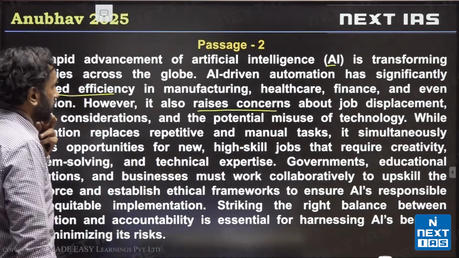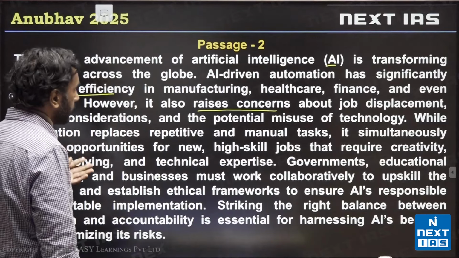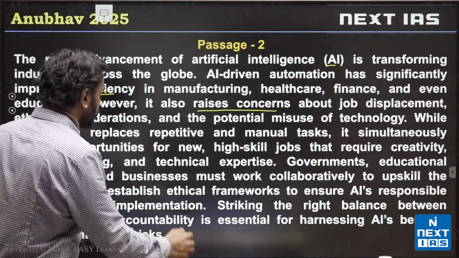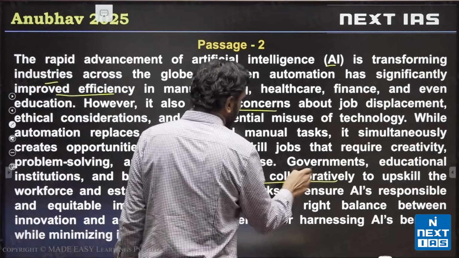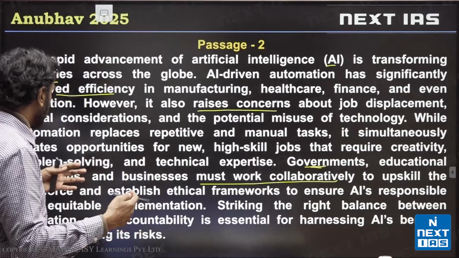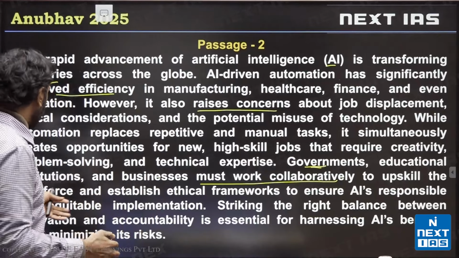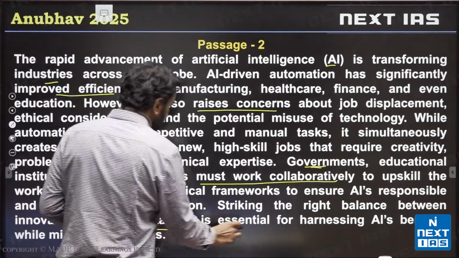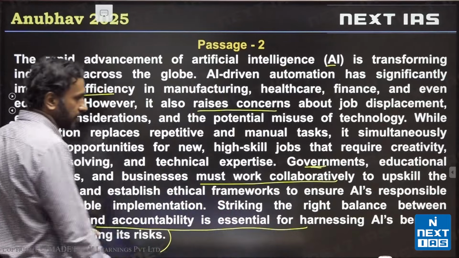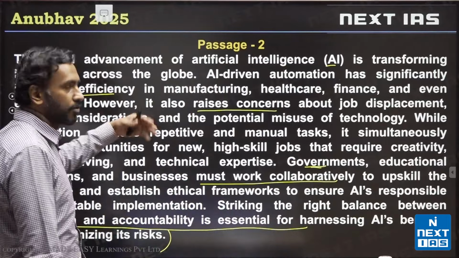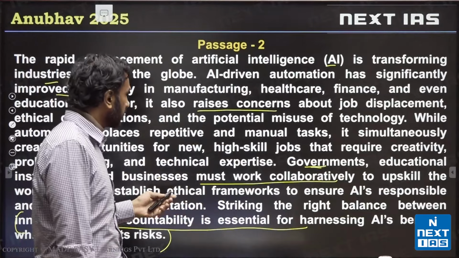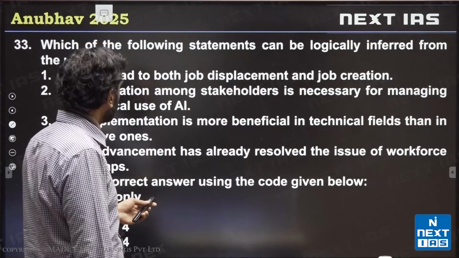While automation replaces repetitive manual tasks, it simultaneously creates opportunities. Governments, educational institutions, businesses must work collaboratively. So governments and other institutions must work collaboratively to upskill and provide skills to workers. Striking the right balance between innovation and accountability is essential for harnessing AI. So what is essential to harness AI is told in the last line. AI's good impacts and bad impacts, and how to optimize those impacts, is discussed in the passage. Fairly easy passage. Let's look at question 33.